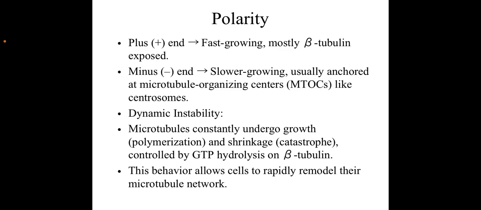Microtubules constantly undergo polymerization and shrinkage. Polymerization means they combine with GTP to form the microtubules, and shrinkage means breakage. These GTP-bound molecules then release GDP, and the structure of the microtubules is lost. So that is controlled by the GTP hydrolysis on beta tubulin. As I told you earlier, only beta tubulin is capable of hydrolyzing GTP. So this behavior allows cells to rapidly remodel their microtubule network.